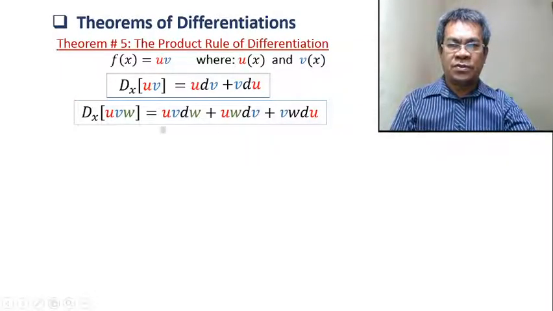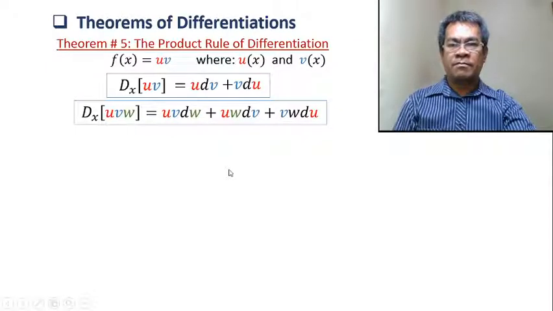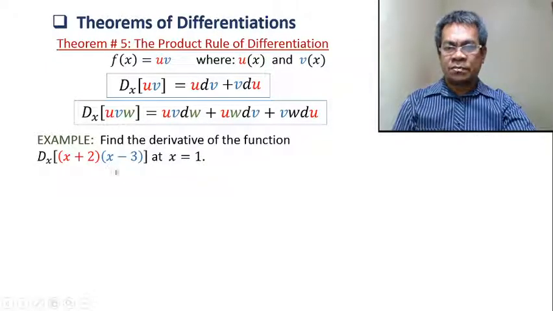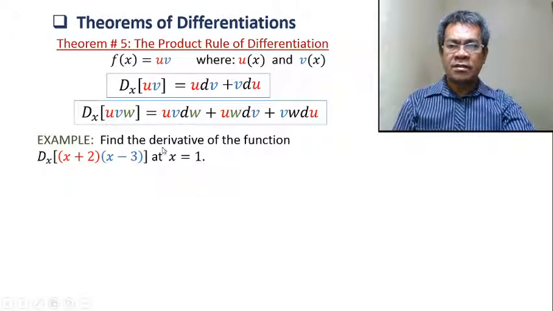Because u will be the last to differentiate. So, copy the other 2, which is u and w. Okay? That's it. So, for example, suppose you are asked to find the derivative of the function, and the function is x plus 2 times x minus 3. Then find the derivative.